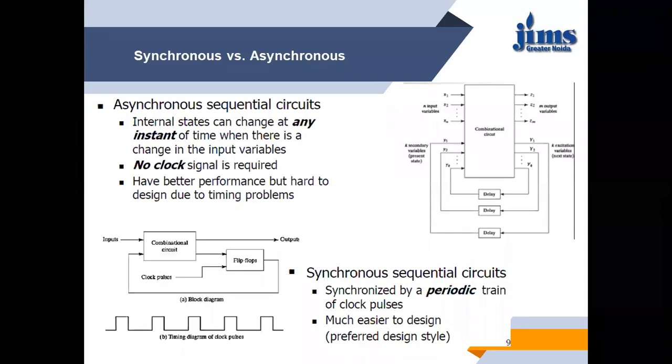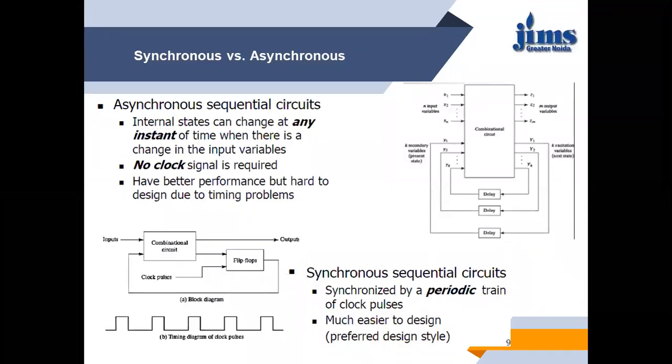So in asynchronous circuits, no clock pulse is required. In synchronous sequential circuits, all the flip-flops are synchronized with the help of a master clock pulse. So these are the advantages and disadvantages of the synchronous and asynchronous sequential circuits.